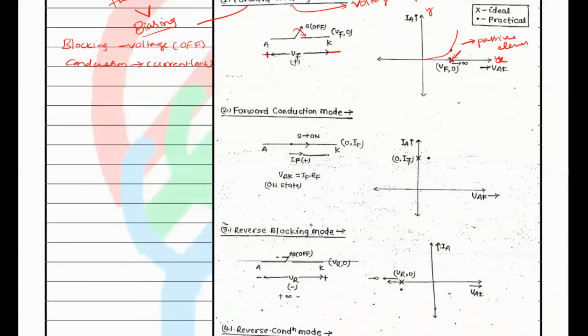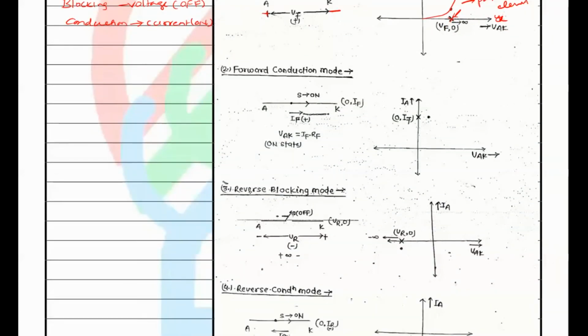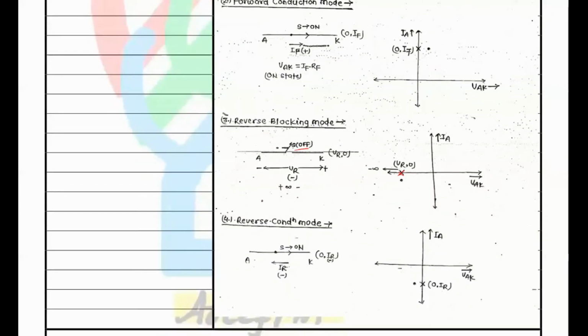And reverse blocking mode. Reverse blocking mode means reverse biasing blocking mode. Reverse biasing means reverse voltage, off state here. So when you are giving minus and plus supply here, the switch is in off state. This characteristic resembles here. And the reverse conduction mode is possible when the current flows from plus to minus like this. So reverse conduction is possible.